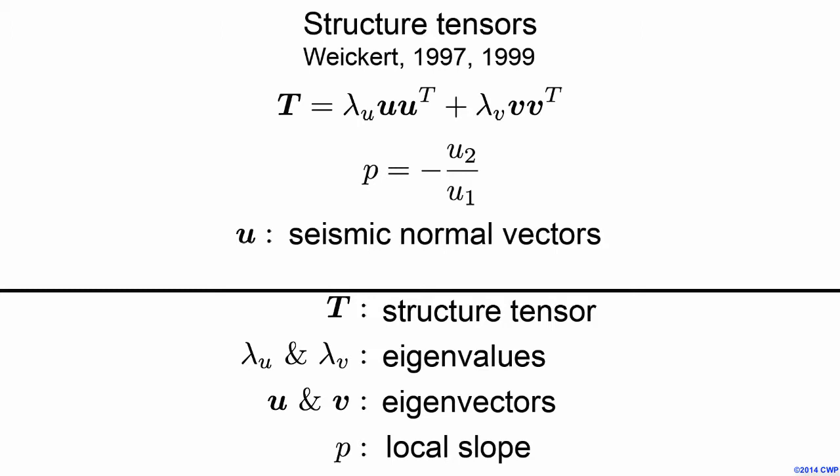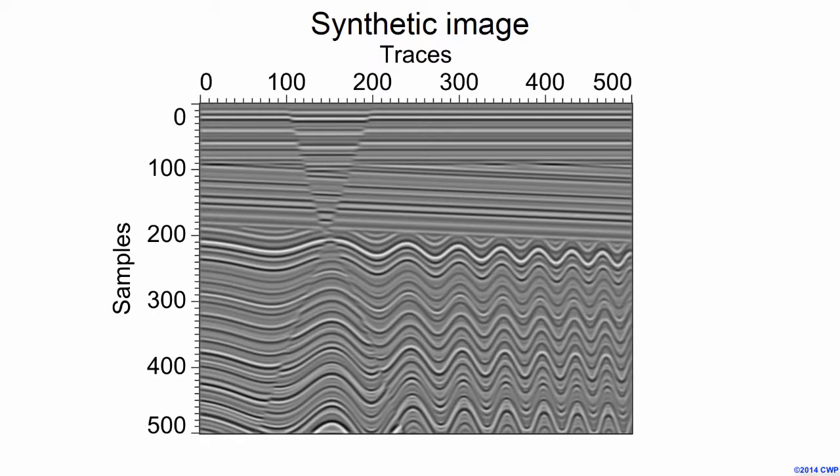Okay, so now that we know what these two methods are, how can we begin to get a good idea of the accuracy of these two methods? Well, it starts with a synthetic image with structural complexities that may represent complexities that we may see in real seismic images. And I'd like to point out a couple of these features here today.